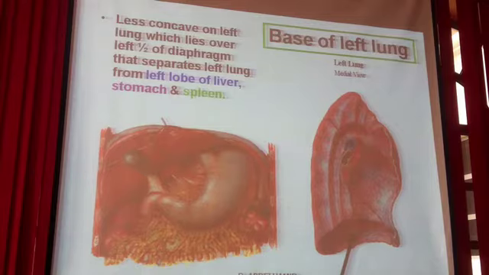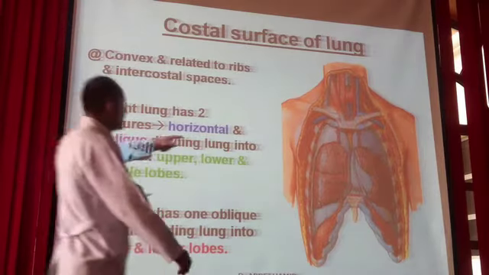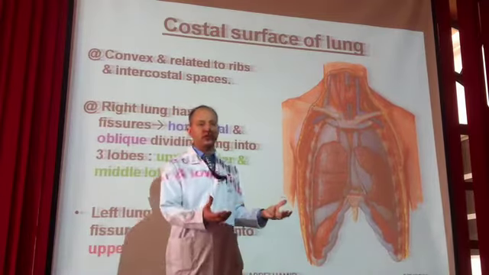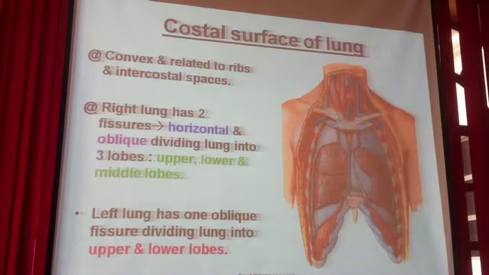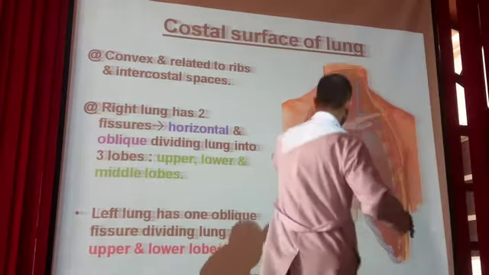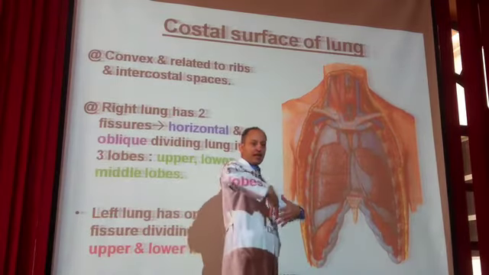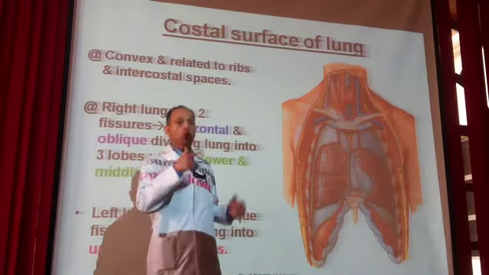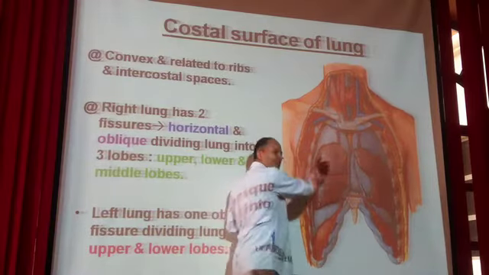One surface was related to the ribs, as we see. So what about its character? Is it concave or convex? Convex, because it is related to the concavity of the ribs. That's right. And you will even see the prints of the ribs on this surface.